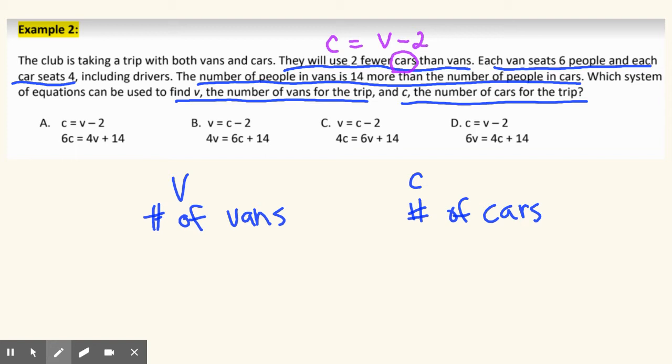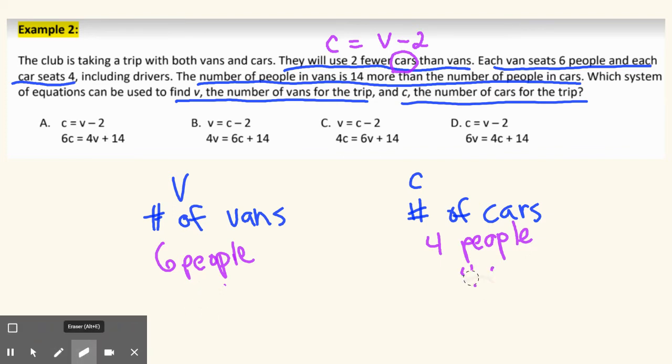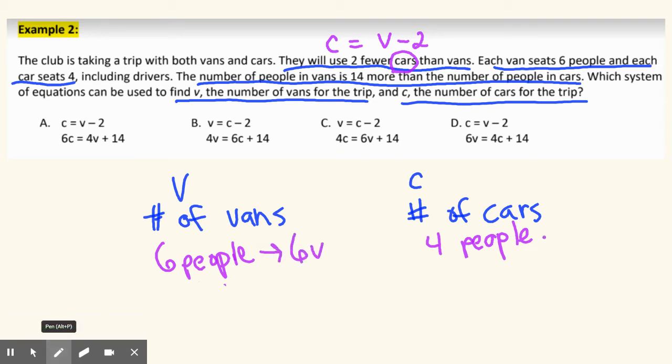All right, then the next sentence: each van seats 6 people and each car seats 4. So there are 6 people in each van, and there are 4 people in each car. If I were to put that with a letter, we can say that this is going to be 6V, and this is going to be 4C. Let me put that off to the side because we need some space to write some more. So this is 6V, and this is 4C, because it's 6 people per van and 4 people per car.